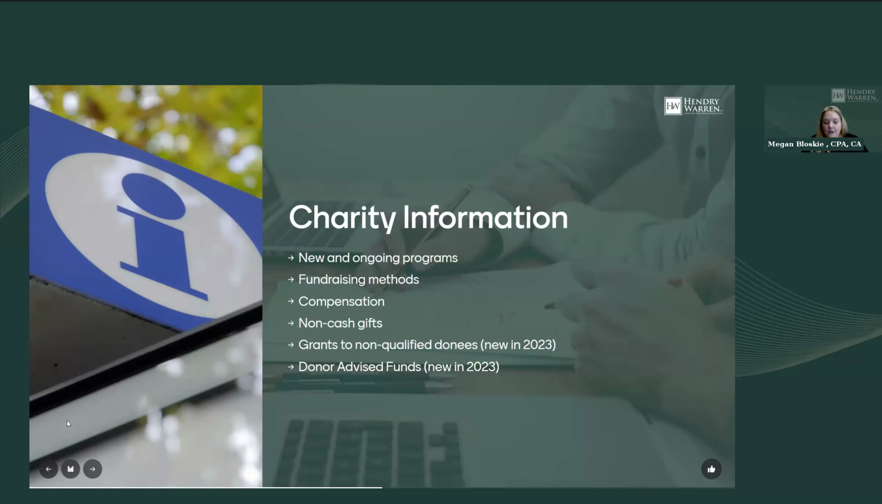One of the items that the charity must provide is a summary of its new and ongoing programs. This information will be published to the CRA's website. This is a good opportunity to talk about the programs that support the charity's purpose and maybe even appeal to potential donors who might review the CRA's charity and giving website before making a donation.